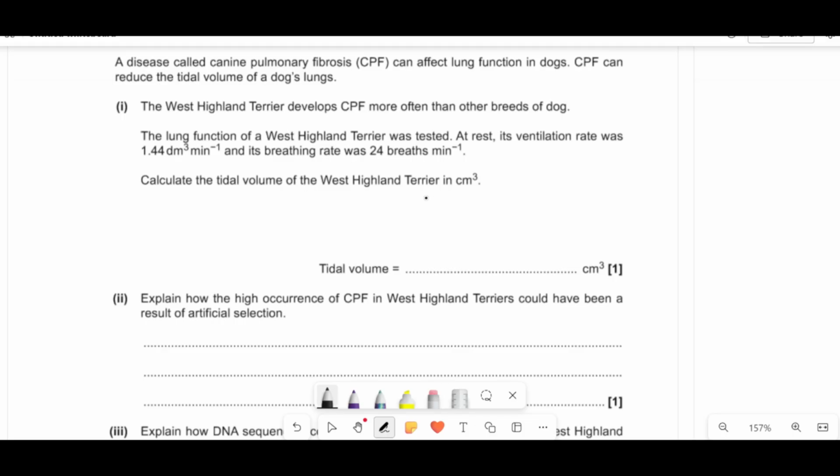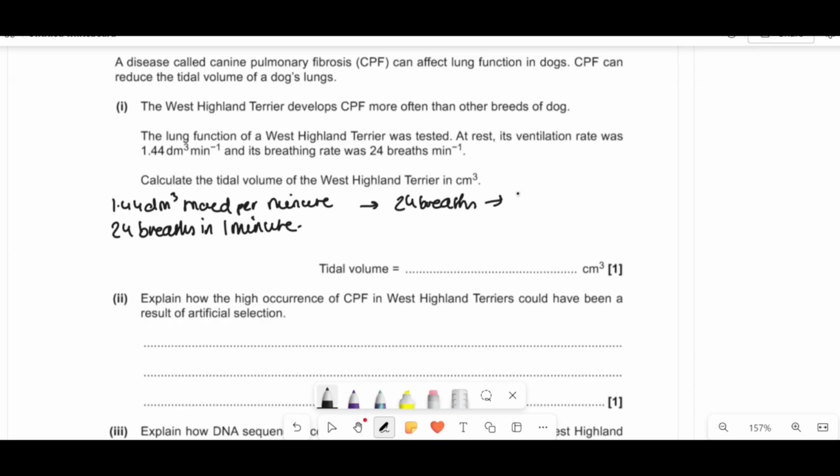So the tidal volume is the volume of air with each breath, right? So if we have 1.44 decimeters cubed moved in total per minute, and we're taking 24 breaths in 1 minute, then that means 24 breaths moves 1.44 decimeters cubed. So therefore, one breath would be 1.44 divided by 24, which if we do that, we get 0.06 decimeters cubed, but they want it in centimeters cubed, so you times it by 1,000 to convert that. So then you end up getting 60 centimeters cubed.